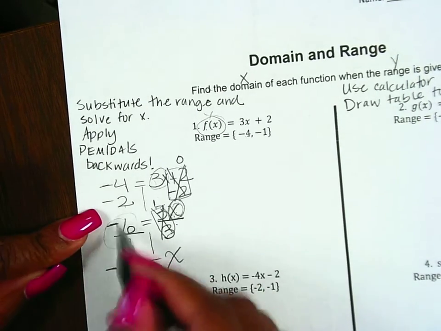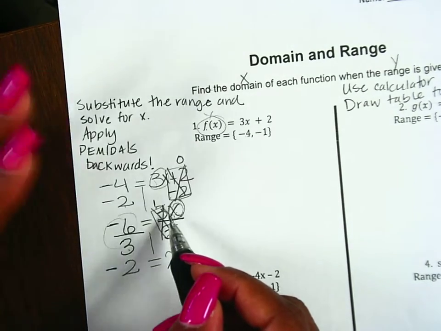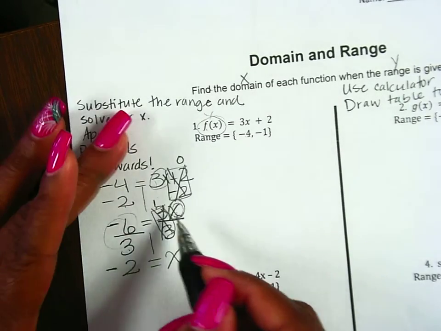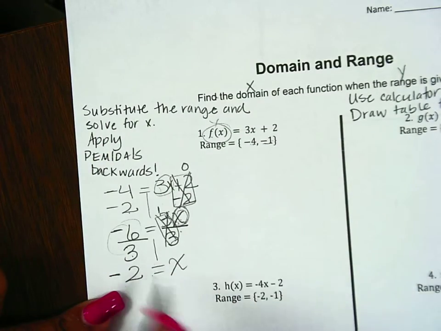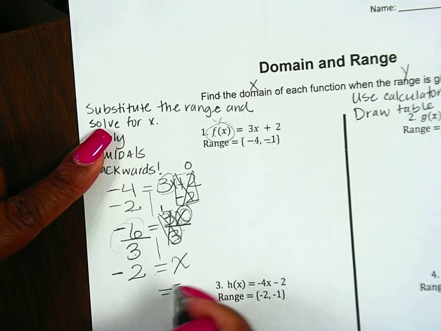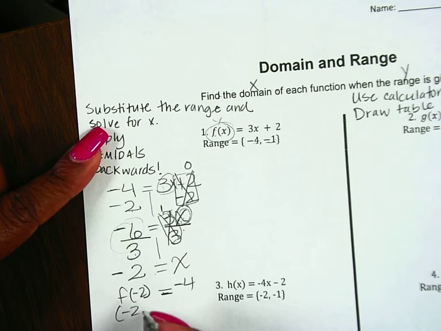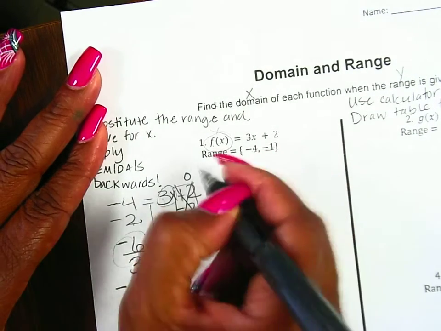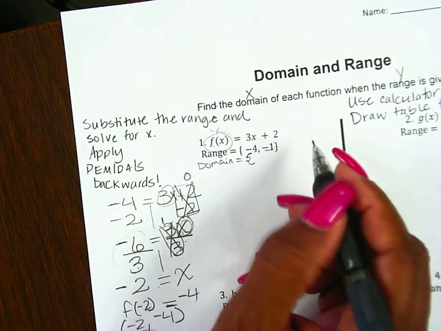Now, you can use your calculator if you have trouble with your integer rules. Just enter it in. We are more concerned about the process. Do you know the process? So that's good. Now, for y equals -4, I know that's f of -2, meaning the point is (-2, -4). Bam. We could write it as domain equals. Right now, I know it's going to be -2.